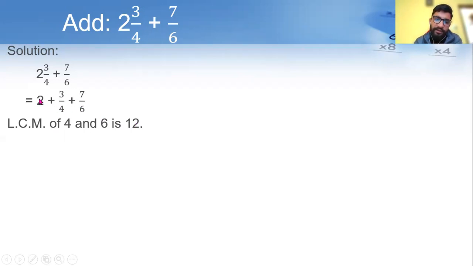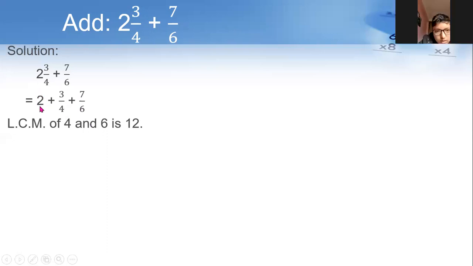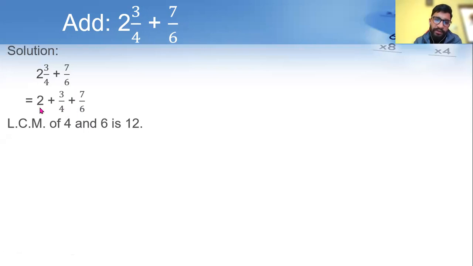For 2, don't do anything. That is already a whole number, we'll add it at the last. Now for the fractional parts only, make their denominator 12. For 4, multiply and make the denominator 12. For 6 also, multiply by some number and make it 12. For 4, by which number do you have to multiply to make 12? 4 threes are 12. And for 6?